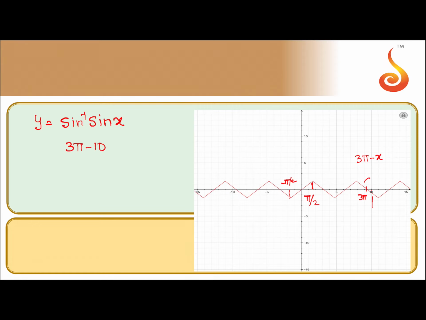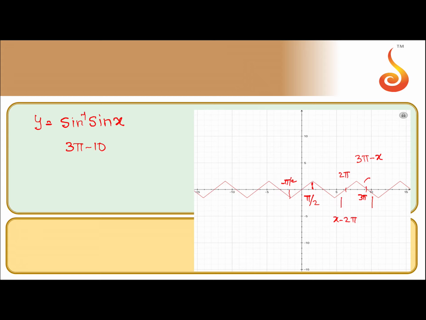This line equation is 3 pi minus x. This line equation is x minus 2 pi. How to say it is correct? It's very simple. This point is 2 pi. This point is 3 pi. If you put 2 pi, you are getting 0. If you put 3 pi, you are getting 0. The slope is minus 1 here. The slope is plus 1 there. I hope you have understood.